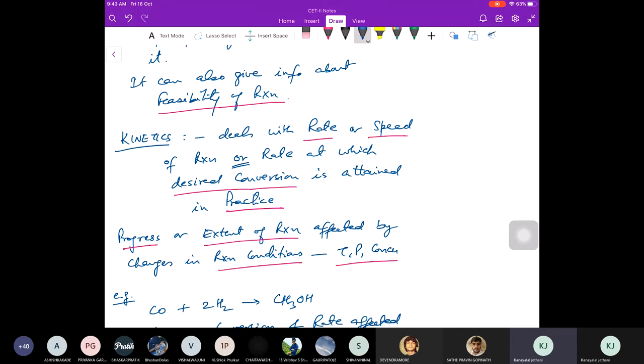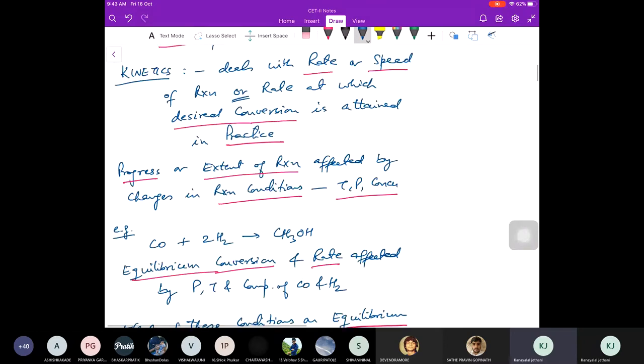Whereas you have another subject called CRE. Next semester mein rahega aapka CRE, chemical reaction engineering or kinetics, and that deals with rate or speed of reaction. Kitna fast hota hai ya kitna slow hota hai. Or the rate at which conversion is attained in practice. Thermo does not predict kitna fast hoga, kitna slow hoga. But maximum kitna hoga batata hai. So progress or extent of reaction is affected by changes in reaction conditions. Temperature, pressure change kiya. So conversion wagara change hota hai.